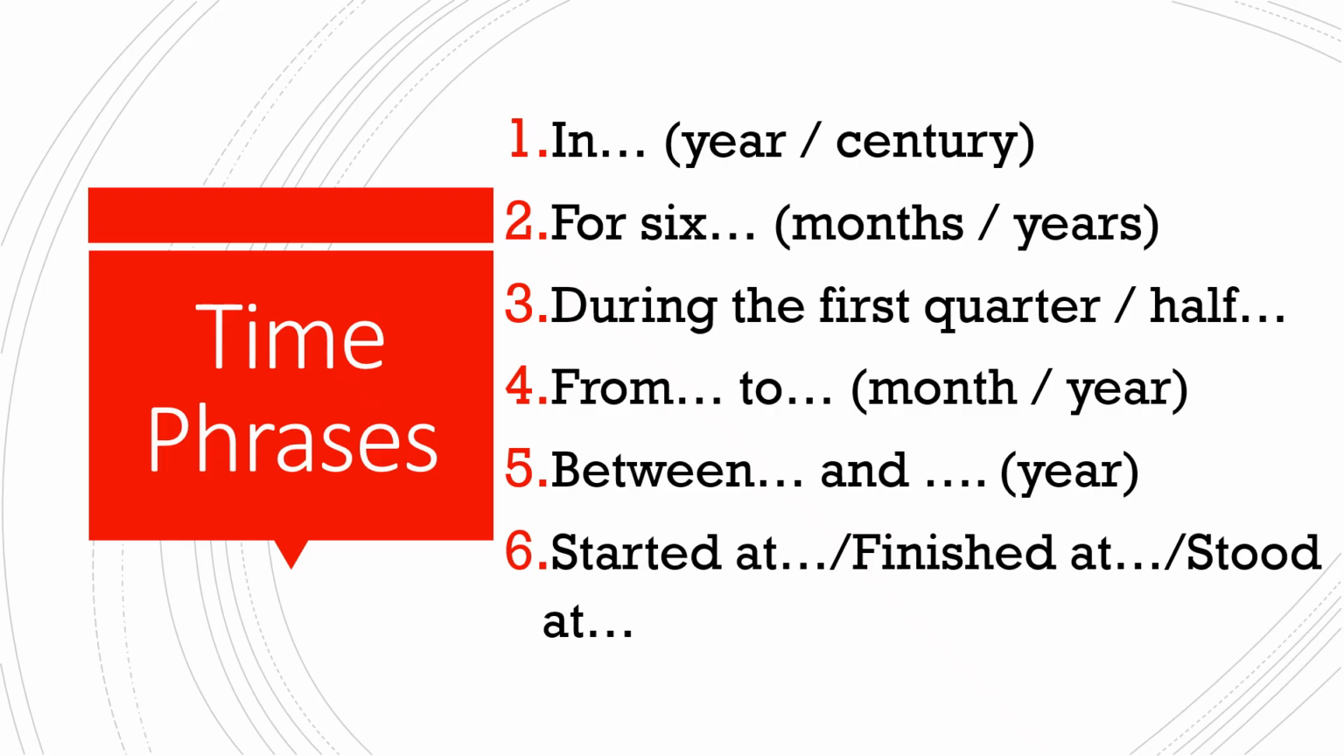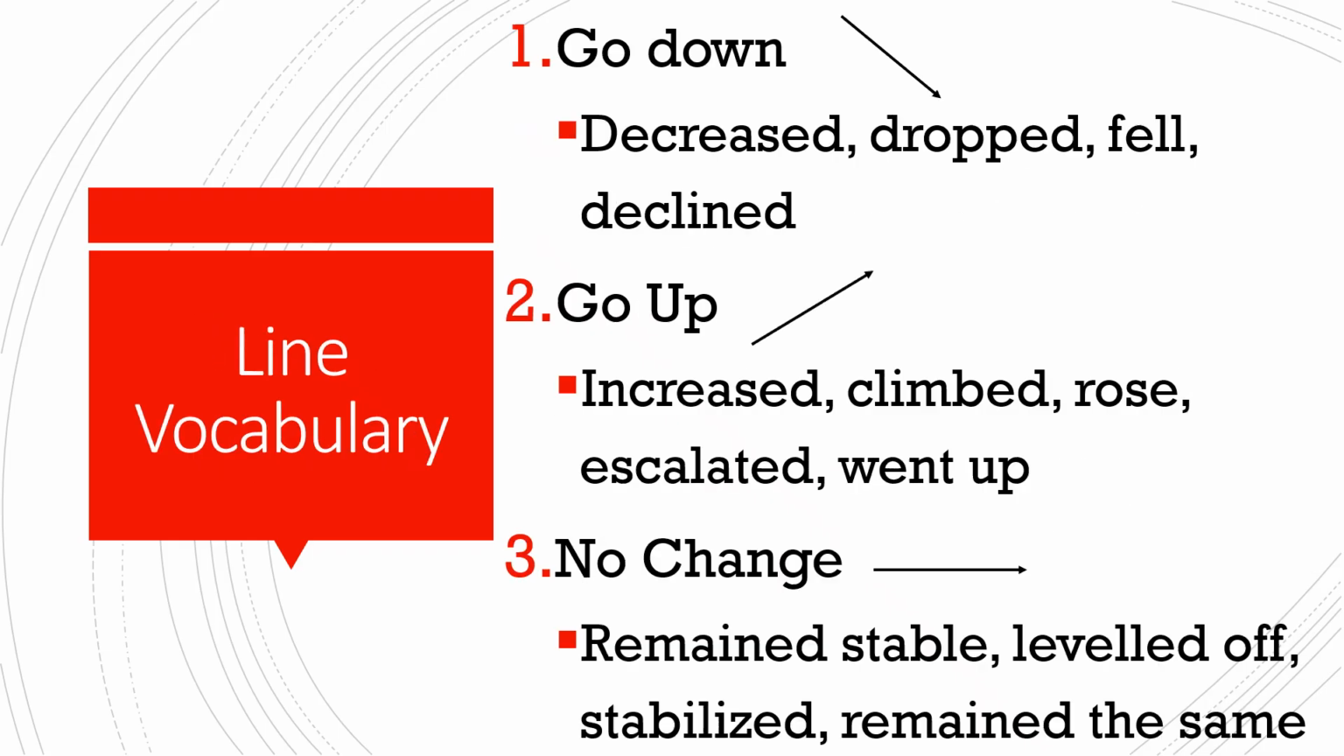You can write sentences beginning with started at, finished at, or stood at. Obviously that expresses maintenance. So these are the types of lines. If it goes down, you can write decreased, dropped, fell, declined. This kind of different vocabulary you may note down and keep in your memory. So whenever you have to write a paragraph, you need to use this vocabulary. This is very simple and very straightforward. You can use it in your writing about a graph.